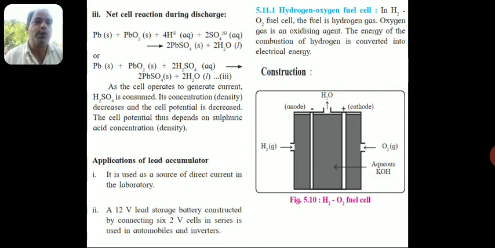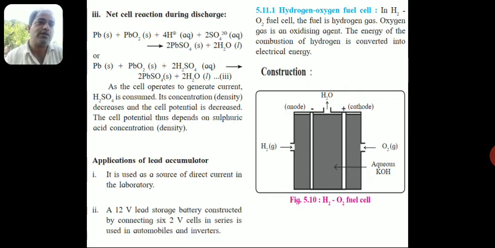In the H2-O2 fuel cell, that is the hydrogen oxygen fuel cell, the fuel is hydrogen gas. Hydrogen gas is used as a fuel. Oxygen gas is the oxidizing agent. The energy of the consumption of hydrogen is converted into electrical energy. Now in the lead storage battery, H2SO4 is consumed. Here, combustion of hydrogen is converted into electricity. That means indirectly we can say that hydrogen is consumed.